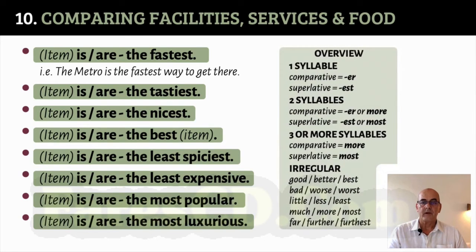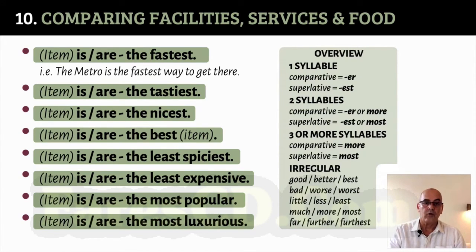Overview. A syllable is how many sounds there are that make up a word. So a word like big is one syllable, one sound. Nicest is two syllables. Expensive is three syllables. One syllable, comparative, you add er. With superlative, you add est.